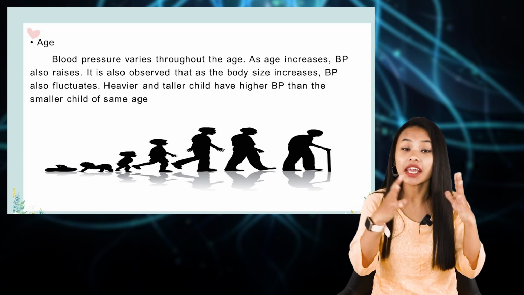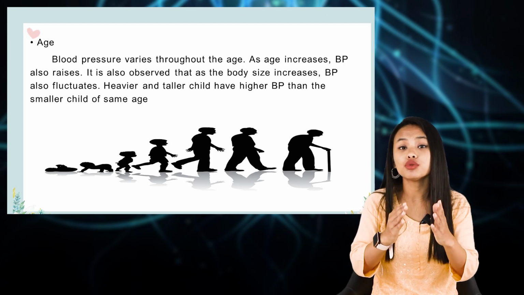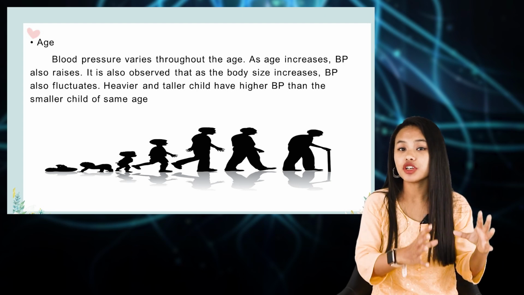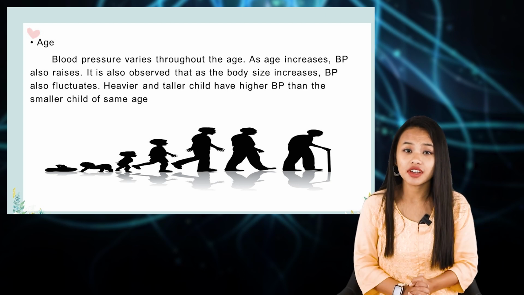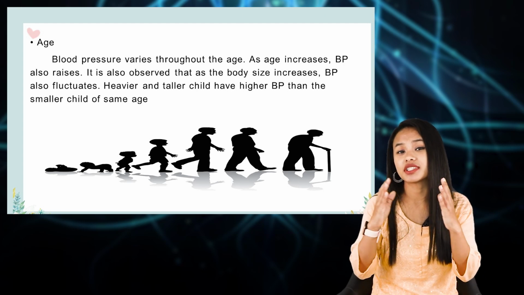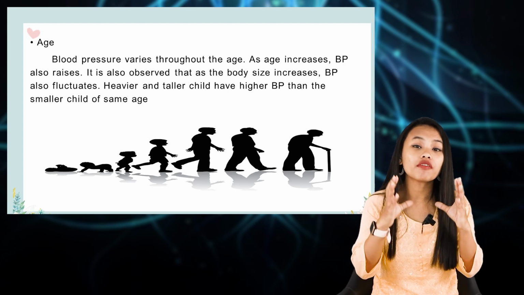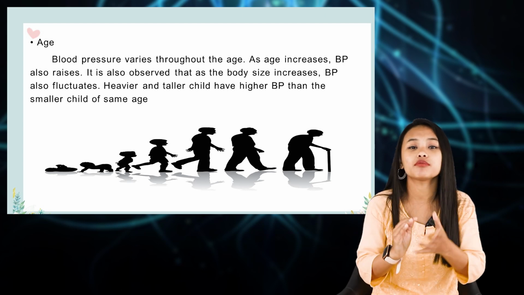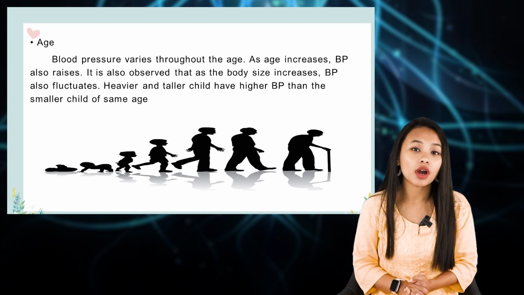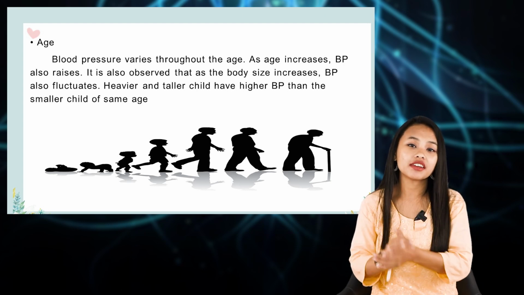For example, in infants, their normal blood pressure is between 42 to 80 mmHg, whereas if you assess the blood pressure of a child who is 7 years of age, then the normal blood pressure is between 48 to 64 mmHg. And if you assess the blood pressure of a normal adult, then the normal blood pressure is 120 by 80 mmHg. So that is why I say that with increase in age, the blood pressure of an individual will also increase.